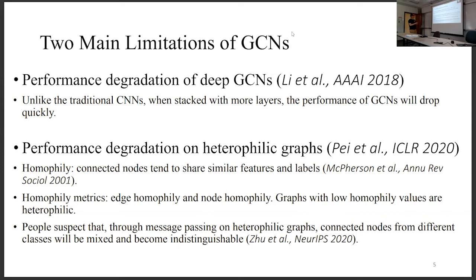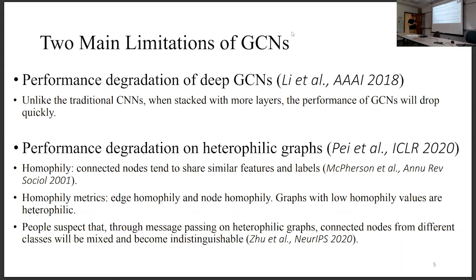Homophily is when two connected nodes tend to share similar features and labels. And we have different metrics to measure the homophily level of a graph, for example, edge homophily or node homophily. They simply measure the proportion of edges or nodes that connect nodes from the same class. And graph structures with a low homophily value are called heterophilic.